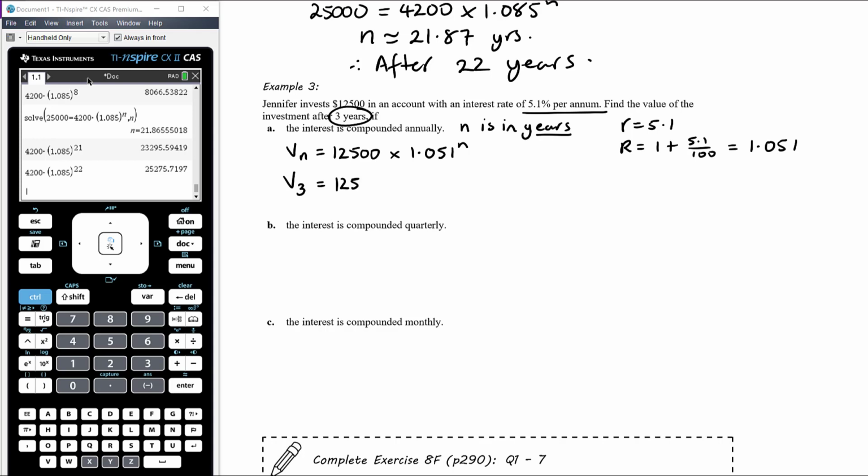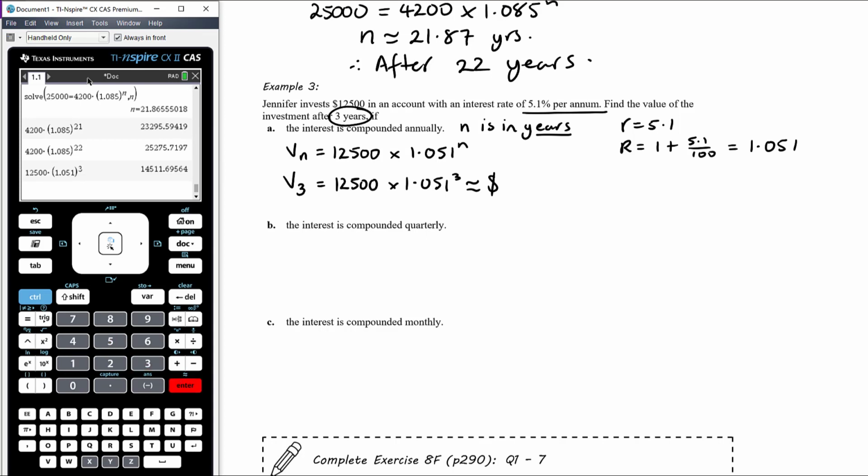Okay, so if we want to know the value after 3 years, that is V3. So 12,500 times 1.051 to the power of 3. Okay, 12,500 times 1.051 to the power of 3. Okay, $14,511, and to the nearest cent, that will be 70 cents.